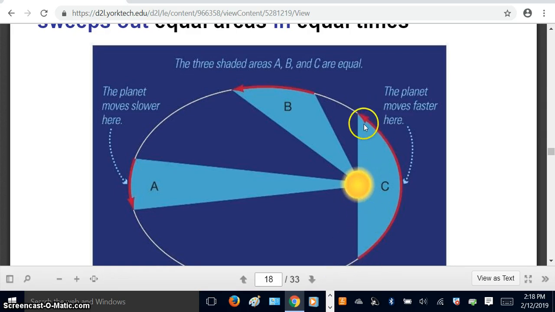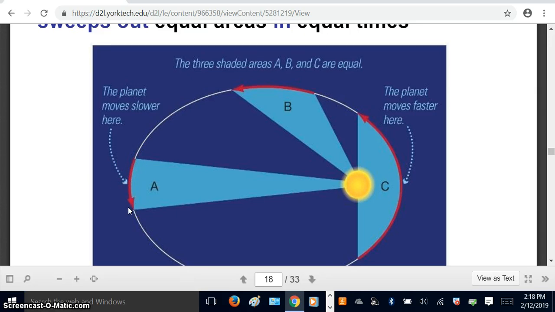So basically, this is the way Kepler stated his second law of planetary motion: a planet sweeps out equal areas in equal times. So that's why A, B, and C are equal in area. The time it takes to sweep out these areas is equal.